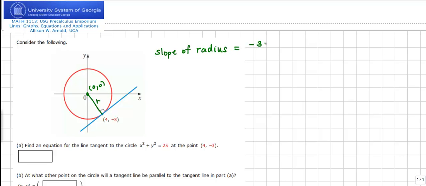And therefore, the slope of the radius, or radial line, is -3 minus 0 divided by 4 minus 0, or -3/4, and we check to see that that makes sense because the radius that we've drawn is decreasing from left to right, so its slope should be negative. This means that our line's slope must be the negative reciprocal of this value, or 4/3, and we see that that also looks correct. The tangent line is increasing from left to right.